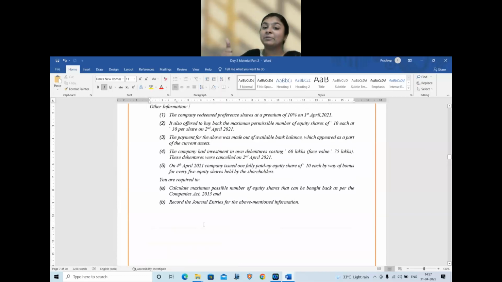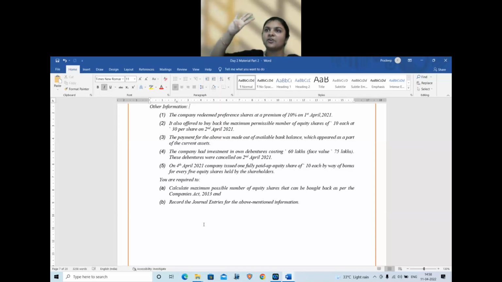The company redeemed preference shares at a premium of 10%. So, redemption of preference. It also offered to buy back the maximum permissible equity shares of 10 each at 30 on 2nd April. Third, payment was made out of above bank balance, which means they are not issuing fresh shares. They are making payment out of existing balance. The company had an investment in own debentures costing 60 lakhs and they were cancelled on 2nd April. So cancellation of own debentures. On 4th April, the company issued fully paid up equity shares by way of bonus.